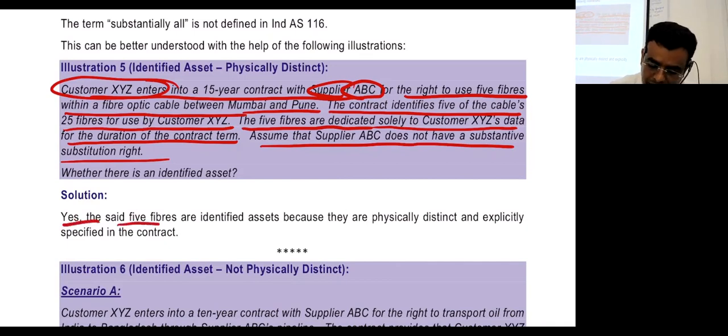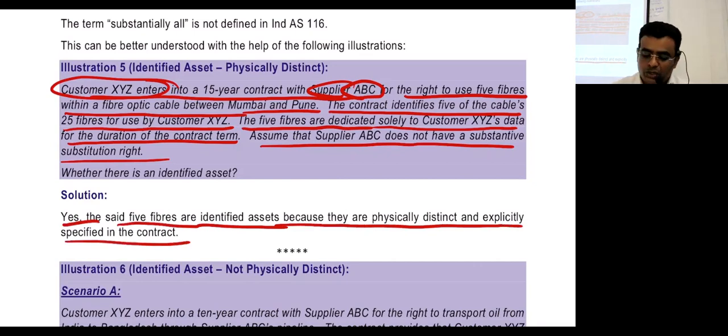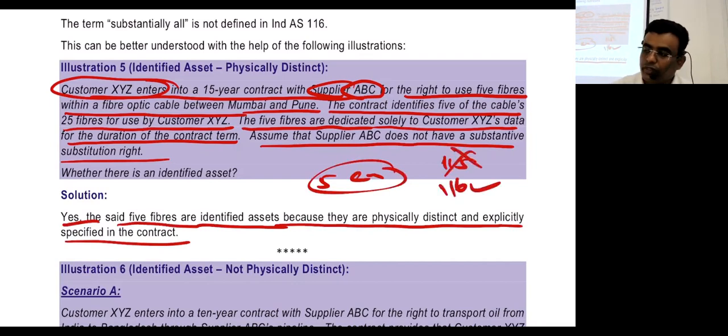Yes, the 5 fibers are identified assets because they are physically distinct and explicitly specified in the contract. So for those 5 cables, whatever amount you collect, it should not go under 115, it will come under 116. Yes or no? Everybody correct or okay?